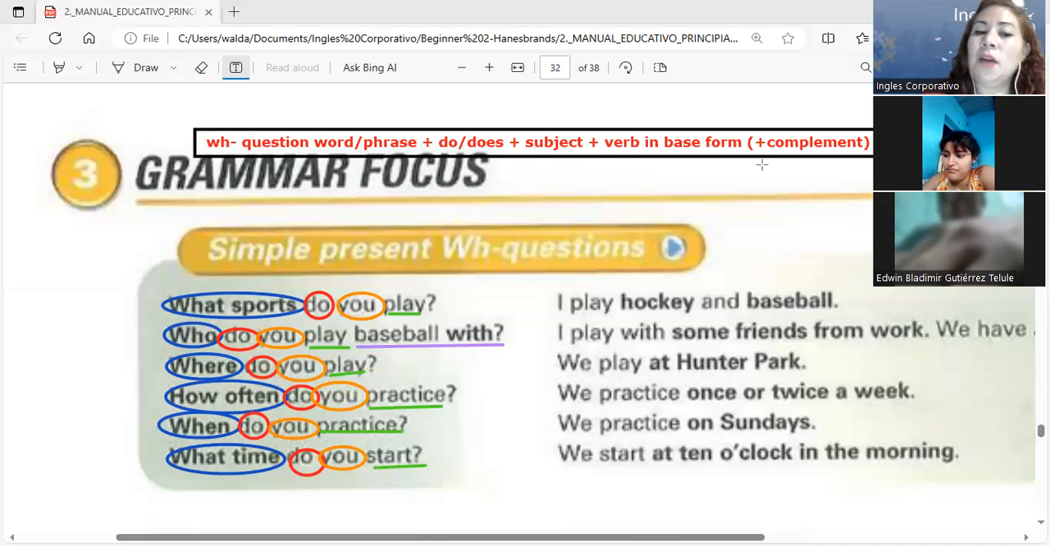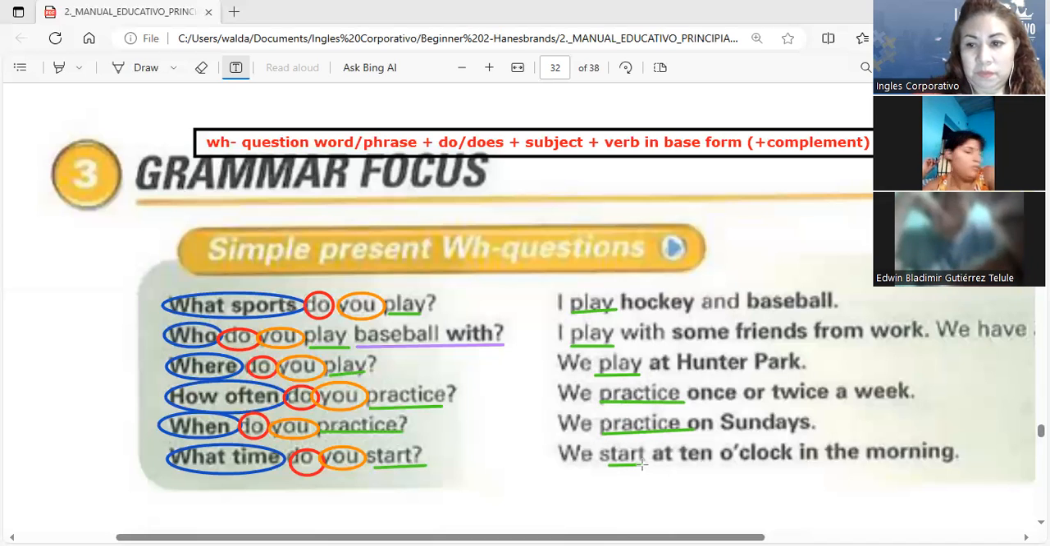Now, what we're going to do is answer in a full sentence. You're not going to answer yes or no, because the question is not yes or no. If I say, what sports do you play? You're not going to say, yes, I do. You're going to say, I play hockey and baseball. We always use the same verb. Notice play, play, practice, practice, start, start. So we answer with the same thing.